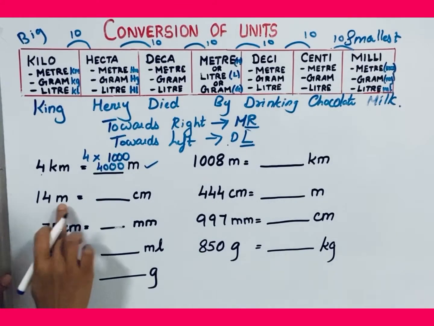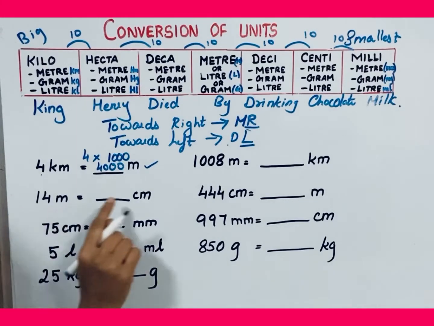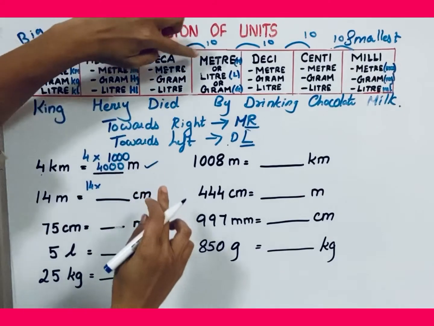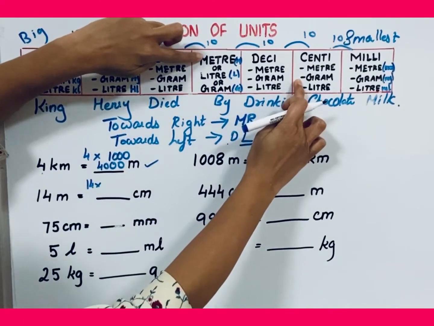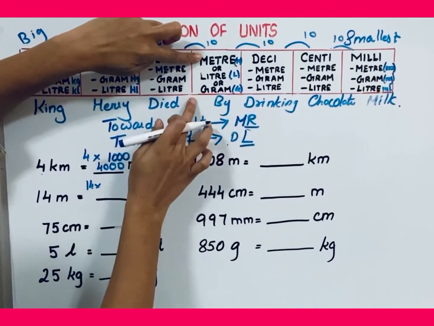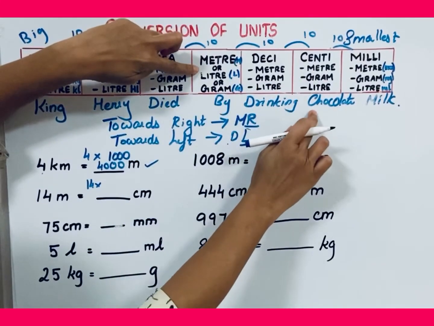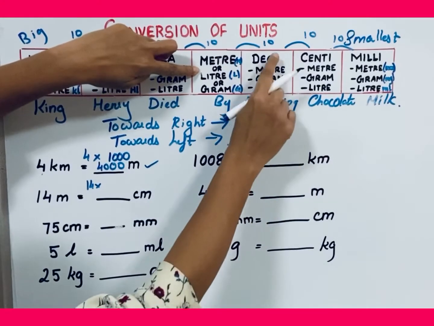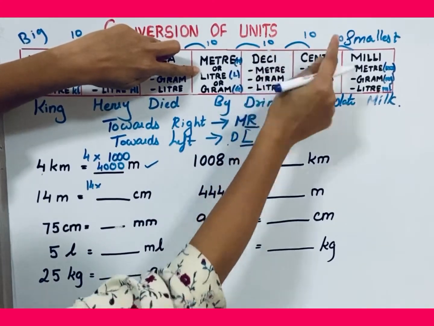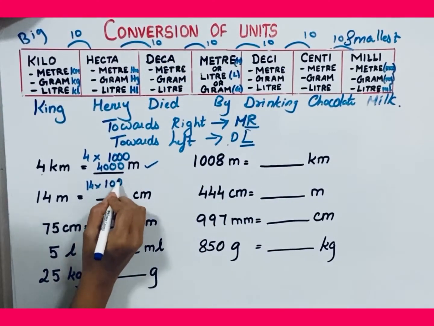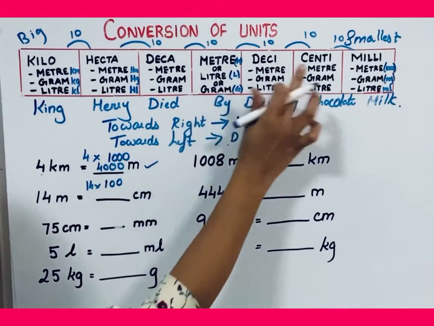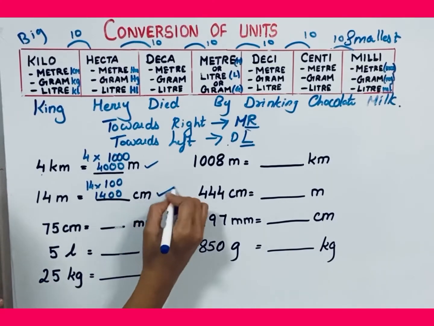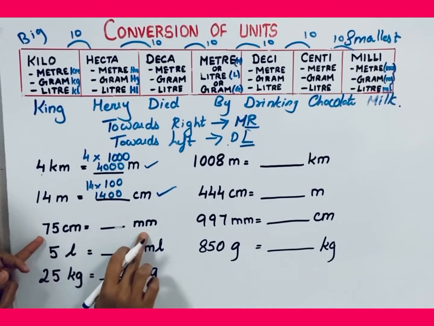Next, meter to centimeter. To change from meter to centimeter, take this 14. Meter is here. Centimeter is here. And moving towards right side, so multiplication. How many zeros here? 1, 2. 2 zeros. 1 with 2 zeros is nothing but 100. So we have to multiply with 100. So it's 1400 centimeter.